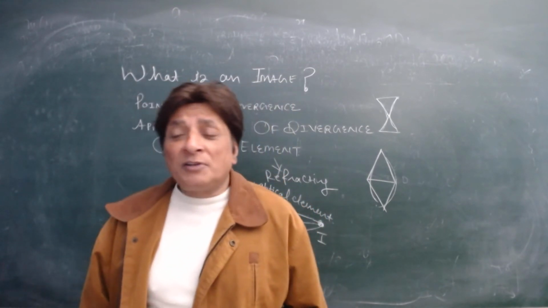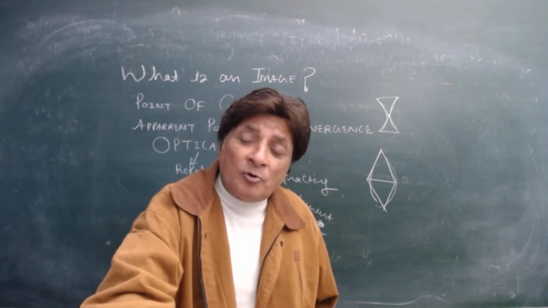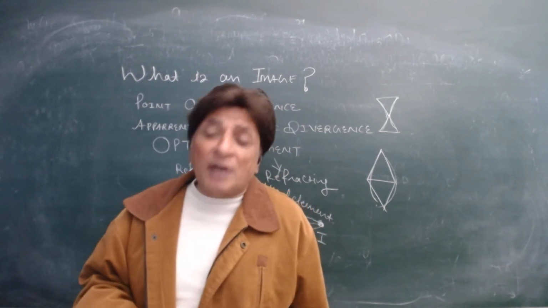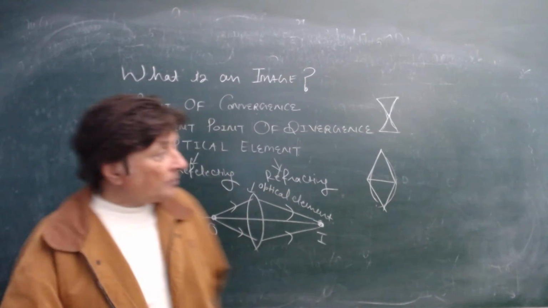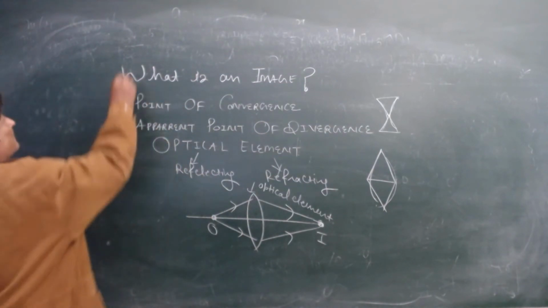So I've told you what is an image. Now I'm going to tell you there are two types of image. The first is real image.